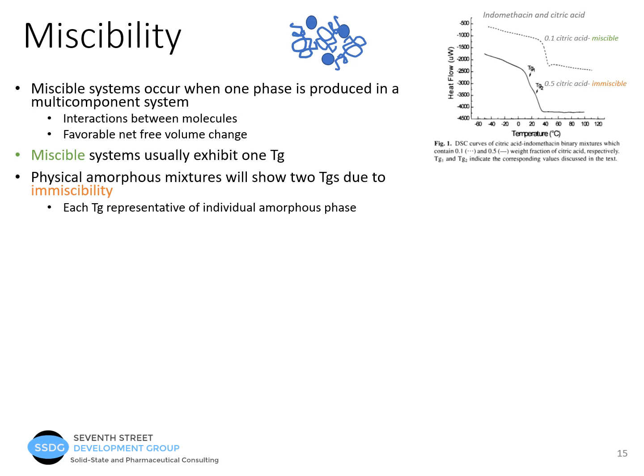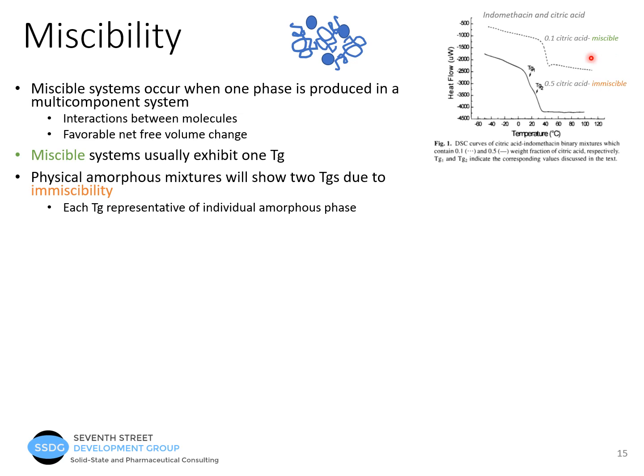Another consideration for multi-component amorphous systems such as solid dispersions and coamorphous materials is miscibility. And this occurs when one phase is produced in a multi-component system. So there's actually interactions between the molecules, there's a favorable net free volume change, and they actually act as one phase. Miscible systems usually exhibit one glass transition temperature.